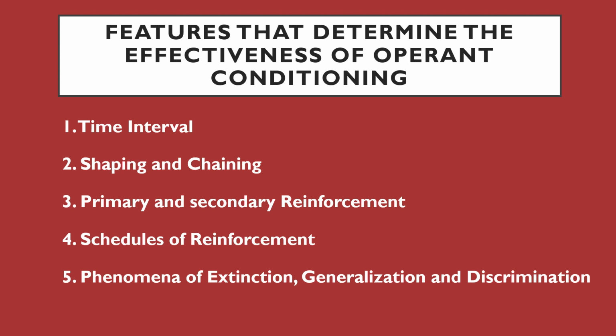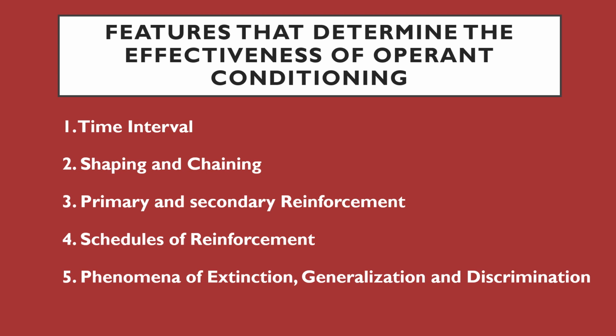The third is primary and secondary reinforcement. The primary reinforcers satisfy our innate biological needs. The organism does not require training to respond to them. For example, food for the hungry, water for the thirsty, etc. These are biological needs and we are satisfied with the reinforcement we get.